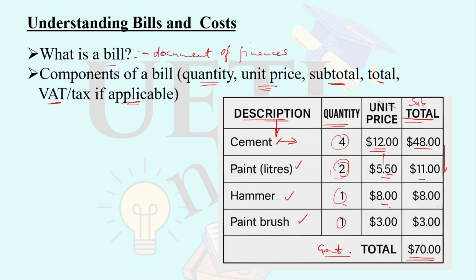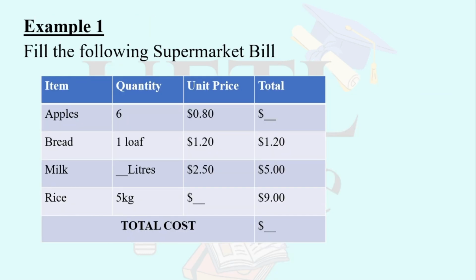Let's do a question on this bill. Let's see how we can calculate this if some values are missing. Here is our first example, example one. The question says: fill in the following supermarket bill. This is a bill of a supermarket, and we are supposed to fill it in.